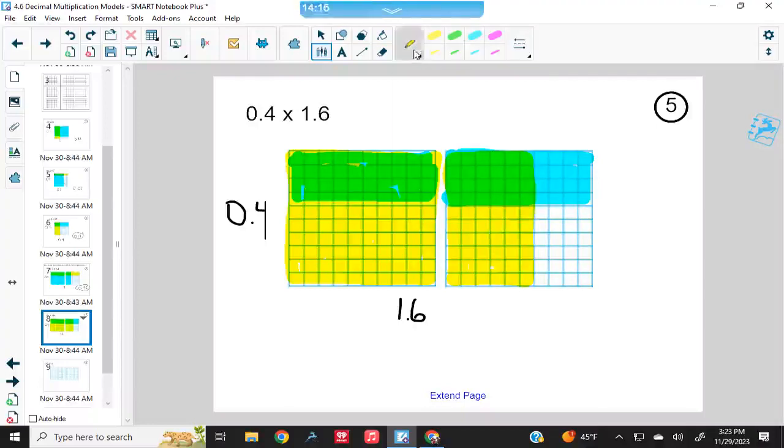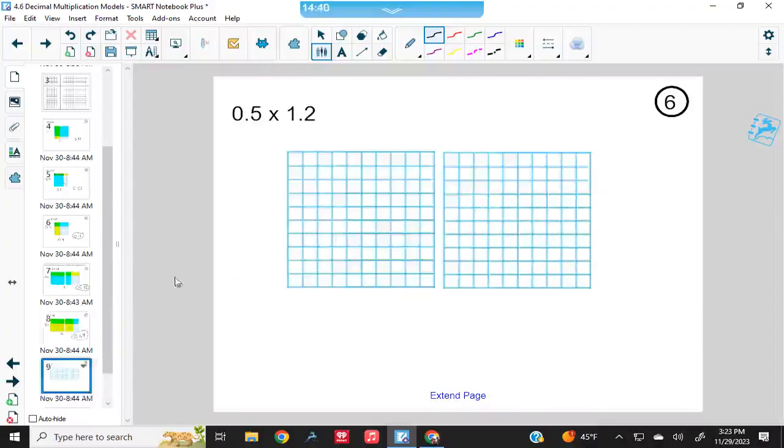So then we're going to count our ones that are covered with both colors. So again, we know this is 40. And here we have 1, 2, 3, 4, 5, 6, and 4. So I have 40 and 24, which is going to give me 64 hundredths.